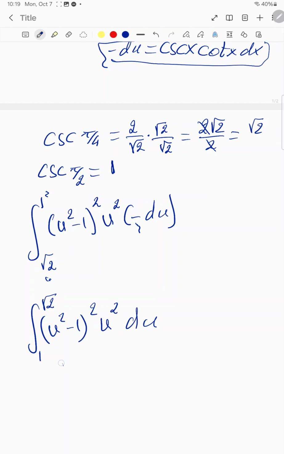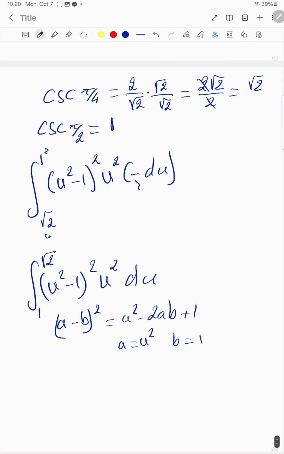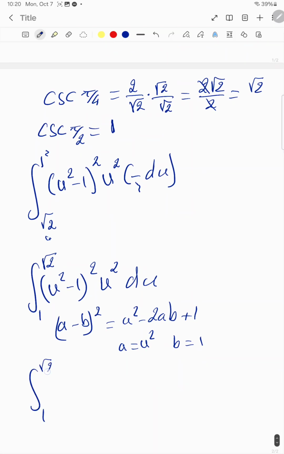And I know u square minus 1 looks like (a minus b) square, which is equal to a square minus 2ab plus b square. In my case, a is equal to u square and b is equal to 1. So (u square minus 1) square, between 1 and square root of 2, becomes u to the power of 4, because u square to the power of 2 is u to the power of 4, minus 2u to the power of 2 times 1, but I'm not going to write times 1 because 1 is the neutral element of the multiplication, plus 1, all that multiplied by u square du.